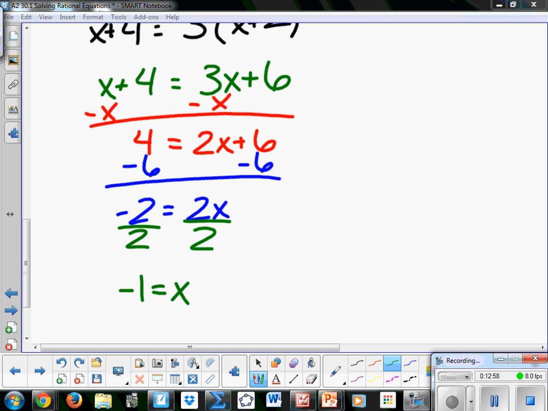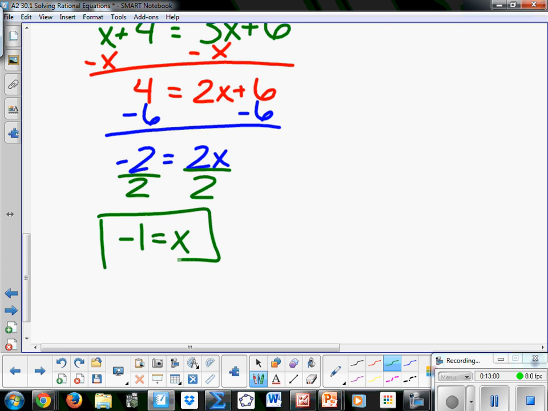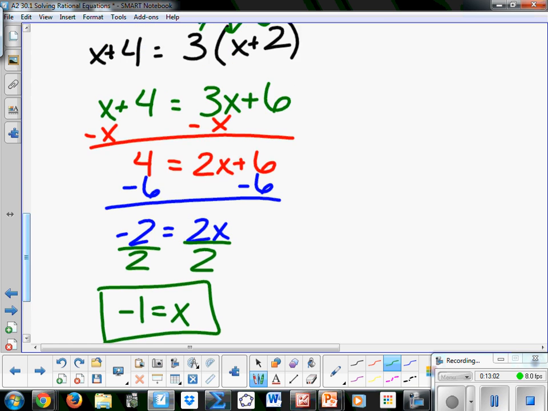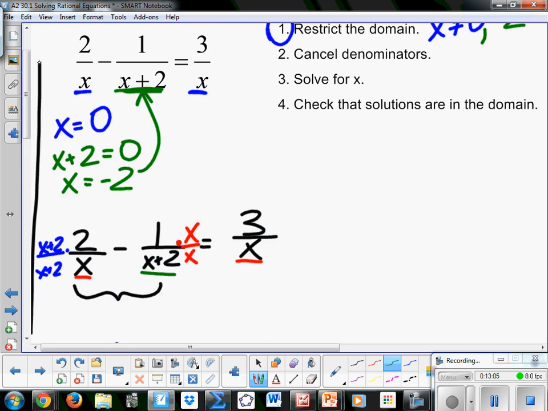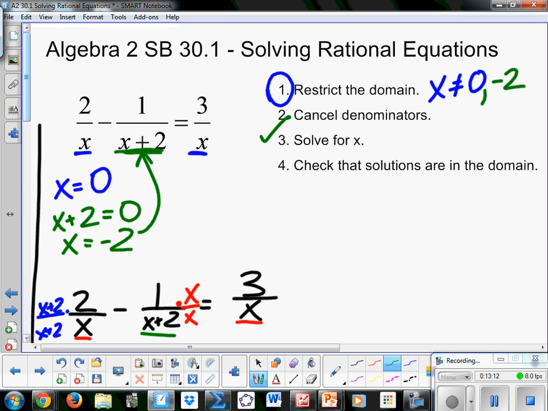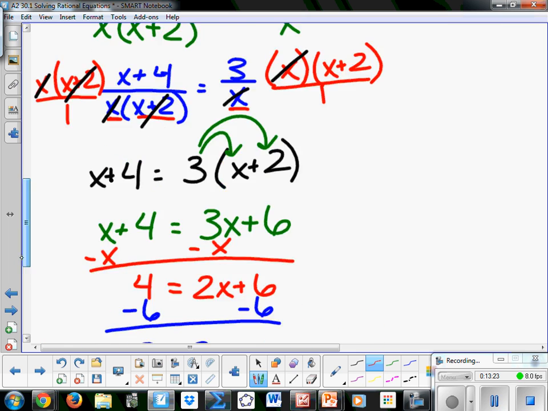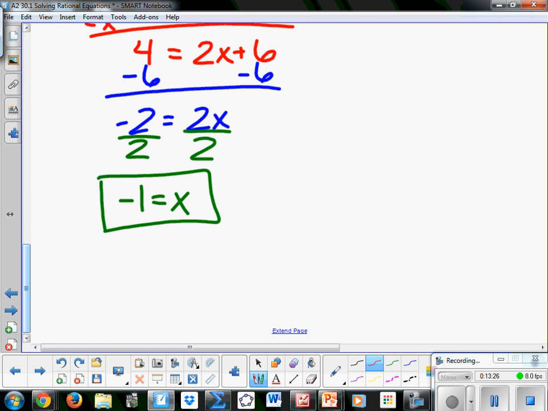Okay, so I've got a solution. Wonderful. But I still have to go back up to the top, all the way back up here. We got our solve for x, okay? But I still have to go back up to the top and make sure that x equals negative 1 is in my domain, that it hasn't been restricted. Okay, so those are my restrictions. So x cannot equal 0 or negative 2. Well, we found out that x equals negative 1, so that's perfectly okay. So that is our solution for this equation.